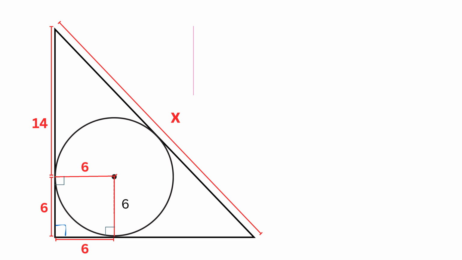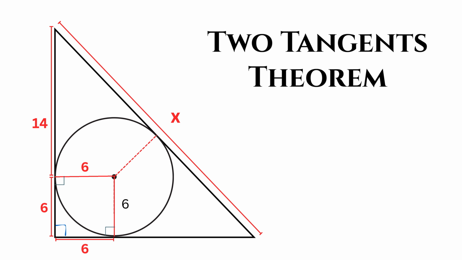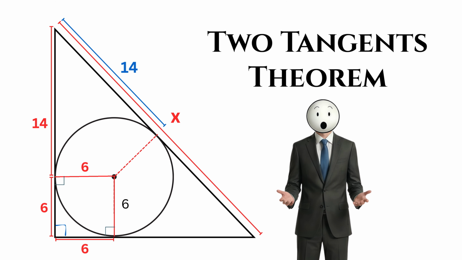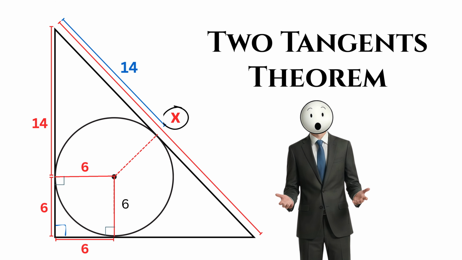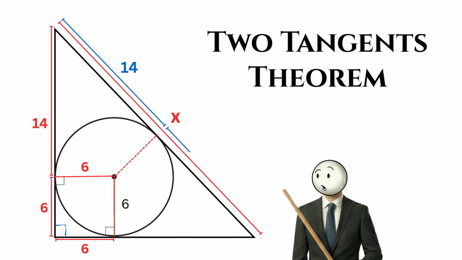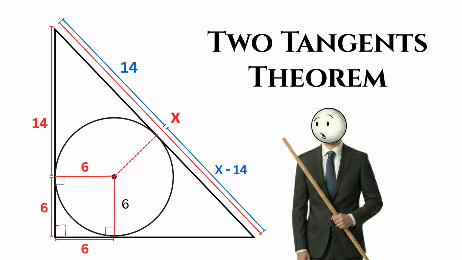Here, we apply the two tangents theorem. This theorem states that if two tangent segments are drawn to a circle from the same external point, they are equal in length. Since the segment on the vertical leg is 14, the corresponding segment connecting to it on the hypotenuse must also be 14. We know the total length of the hypotenuse is x. Since one part is 14, the remaining part must be x minus 14.